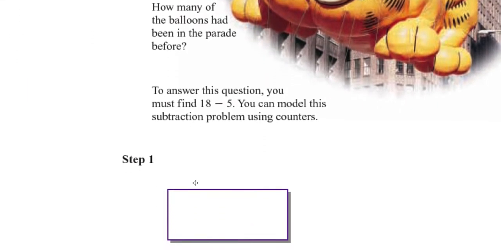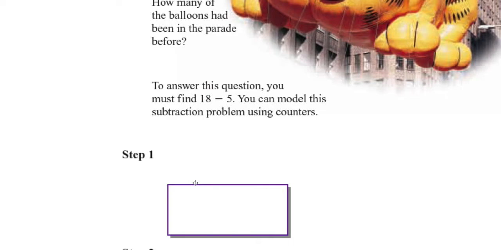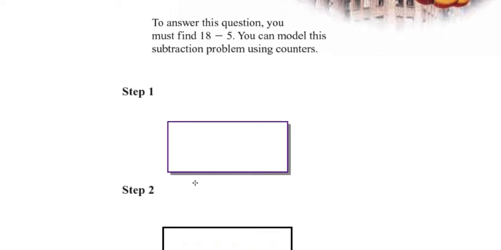You can model this subtraction problem using counters. Remember, you did this all the way back in second grade or third grade. You know for a fact that the answer is 13. Now that we are dealing with integers, we're going to have to find another method to find the difference, because integers now will be dealing with positive and negative numbers. So you can model this subtraction problem using counters.